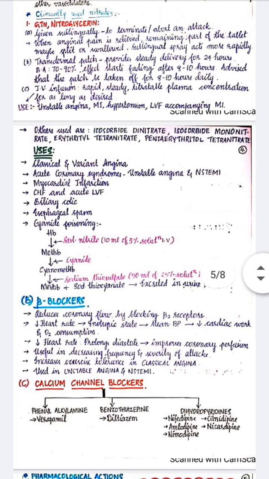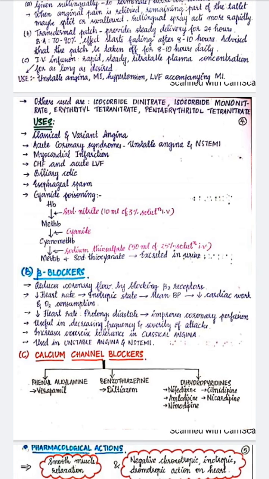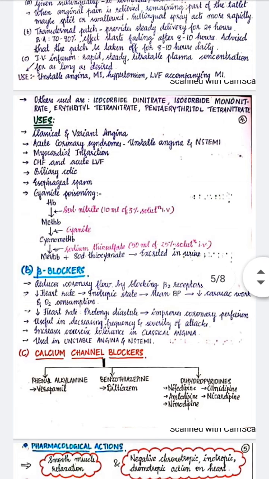IV infusion: rapid, steady, titrable plasma concentration for as long as desired. The use is in unstable angina, MI, hypertension and LVF accompanying MI. Others used are isosorbide dinitrate, isosorbide mononitrate, pentaerythritol tetranitrate and erythritol tetranitrate.